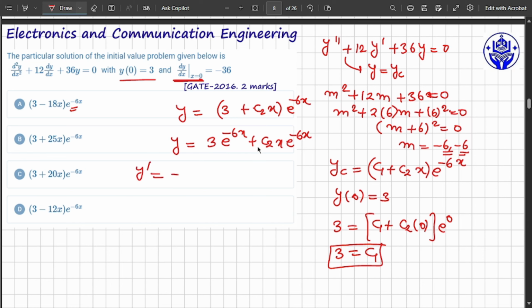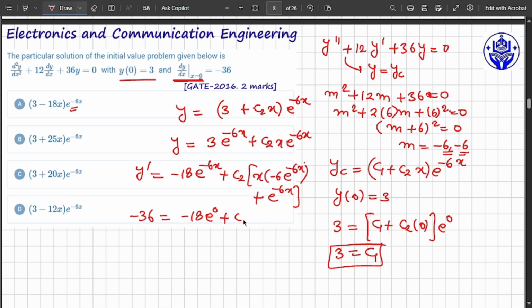Then y dash is equal to minus 18 e to the power of minus 6x plus c2 times x into minus 6 e to the power of minus 6x, and plus e to the power of minus x. Now I'm putting x equals 0, and it will be minus 36 e to the power of 0, then plus c2. This term will be 0 because x equals 0, only this will be there. So it is minus 36 minus 18 plus c2.